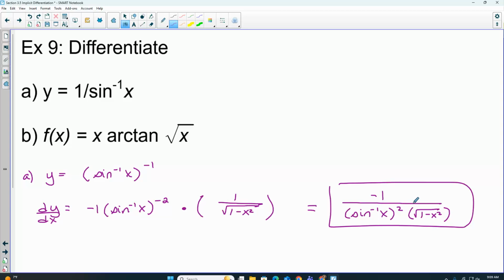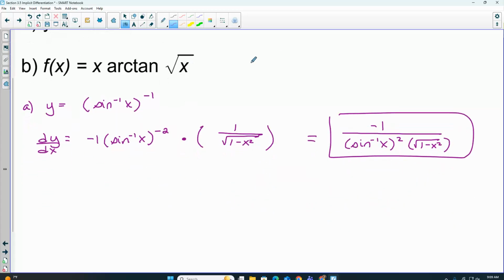What questions do you guys have? Why don't you try B? Just try setting it up. Remember, arctan is the same thing as tangent inverse. So what you have is x times tangent inverse of the square root of x, or x to the 1/2. So you're going to have to do product rule and chain rule here.